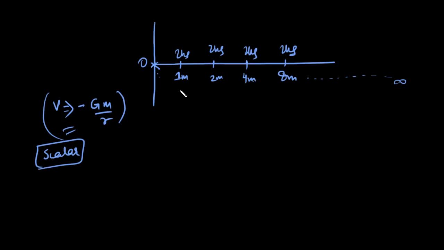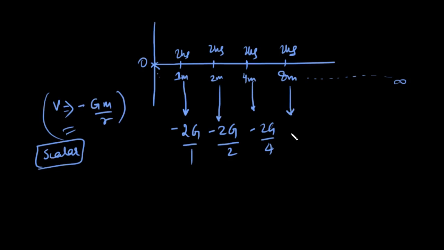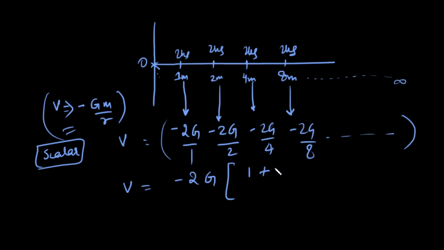Potential due to this mass would be minus 2G by 1. Potential due to this mass would be minus 2G by 2. Due to this would be minus 2G by 4, due to this minus 2G by 8, and so on. So V would be equal to minus 2G into 1 plus half plus 1 over 4 plus 1 over 8 plus and so on to infinity.